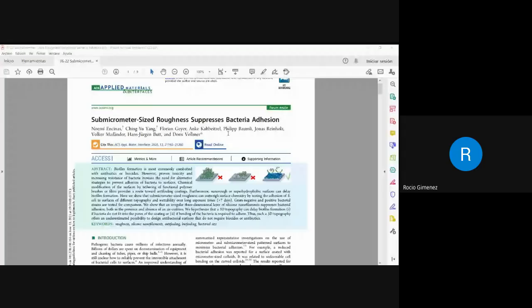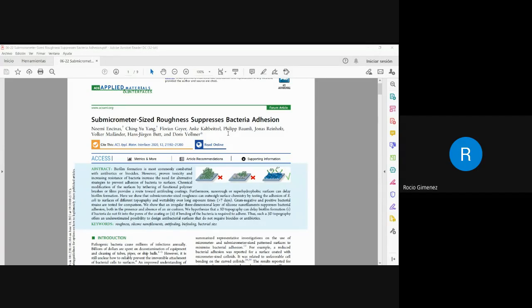Hi everyone, I'm going to be presenting this paper: Submicrometer-Sized Roughness Suppresses Bacterial Adhesion. In this paper, they demonstrate that irregular 3D structure with submicrometer spacing can greatly suppress bacterial adhesion.